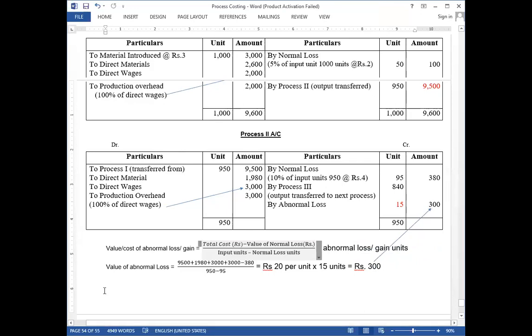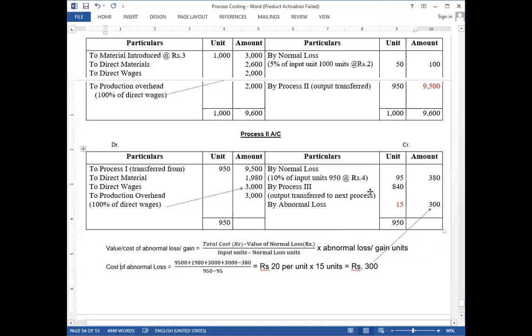Okay, so the next step is the value, or amount, or cost. You can use any word: value of abnormal loss, cost of abnormal loss, or amount of abnormal loss. All are the same. Once the cost of abnormal loss is calculated, write the amount in the amount column.